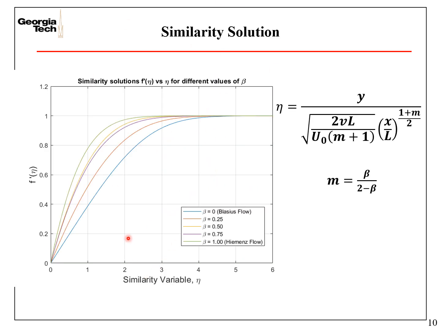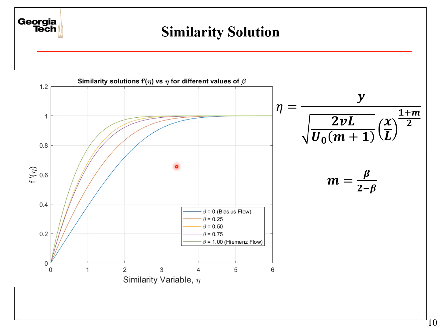So here we plot the similarity solutions, and we notice that for the Blasius case, we reach the free stream velocity, we would say slower with respect to the similarity variable than the Hemans case. The similarity variable effectively scales with y over x, to a degree. One way to interpret this is that for larger wedge sizes, for a given value of x, if you go up in the y direction, you reach the free stream velocity faster than with smaller wedge sizes.